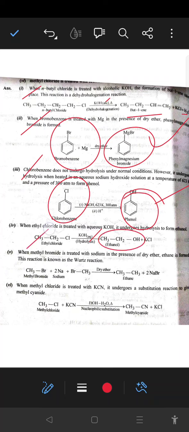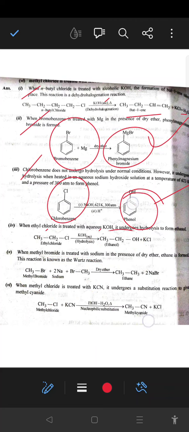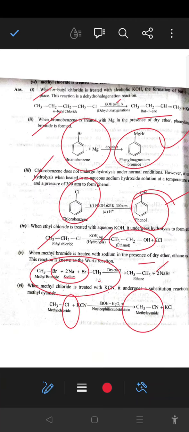Next, when methyl bromide is treated with sodium in presence of dry ether, that leads to formation of Wurtz reaction, so ethane as a product. When methyl chloride is treated with KCN, there is formation of a cyanide product, cyano product will be formed.